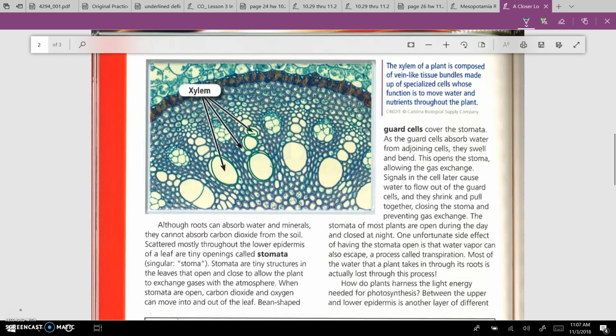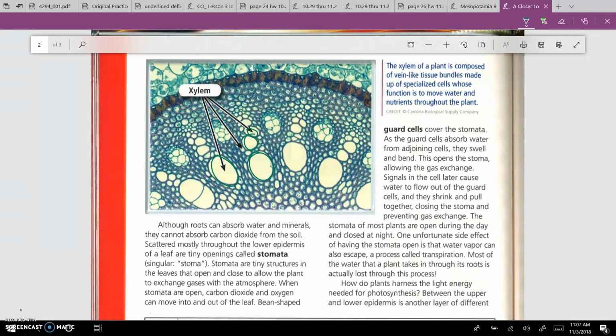Although roots can absorb water and minerals, they cannot absorb carbon dioxide from the soil. Scattered mostly throughout the lower epidermis of a leaf are tiny openings called stomata, and the singular form of that is stoma. Stomata are tiny structures in the leaves that open and close to allow the plant to exchange gases with the atmosphere. When stomata are open, carbon dioxide and oxygen can move into and out of the leaf.